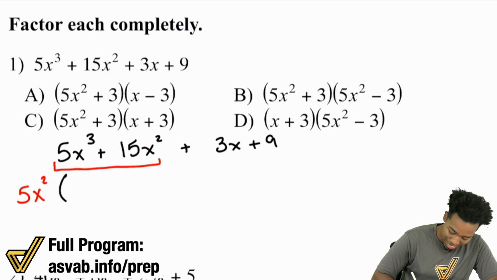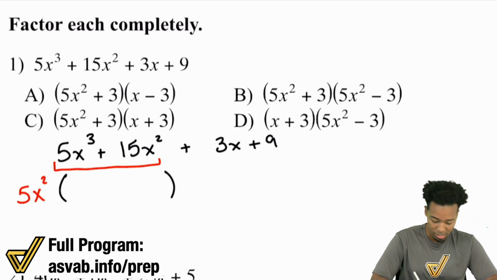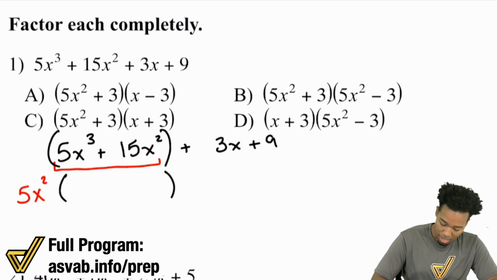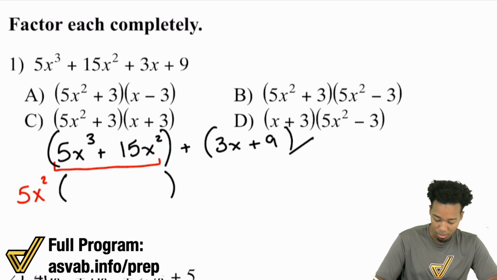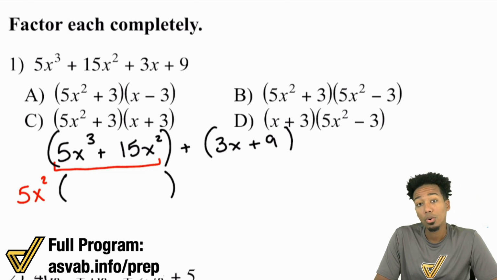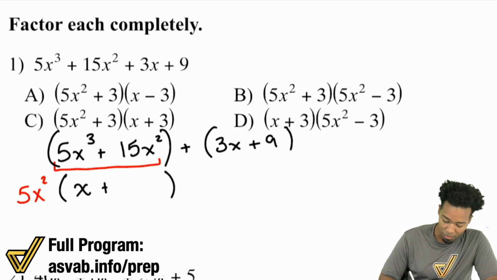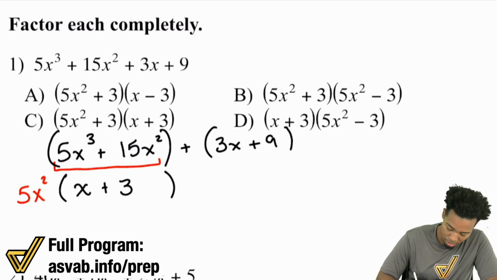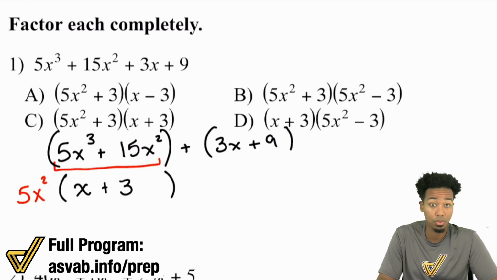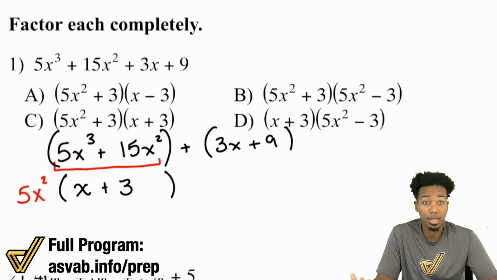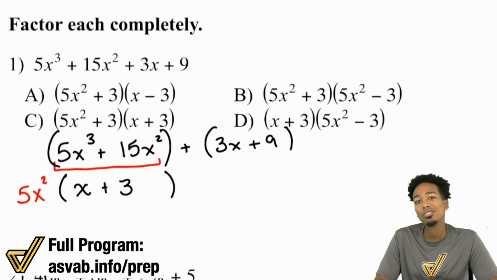On the inside of that parentheses, because I've basically grouped this and I'm going to take care of the other group in a bit, when we take out a 5x squared, all we're left with is x. Over here, we take out the 5, 15 divided by 5 is 3, and x squared divided by x squared cancels out. So we have x plus 3 left on the inside.